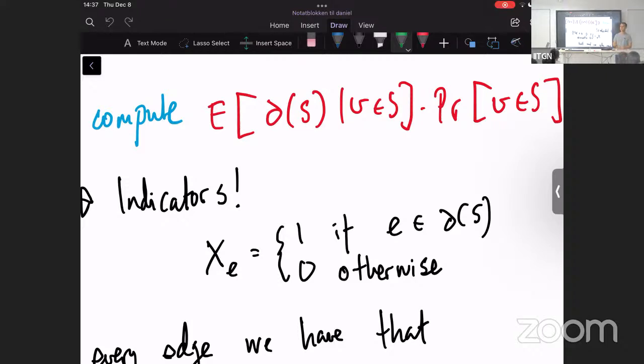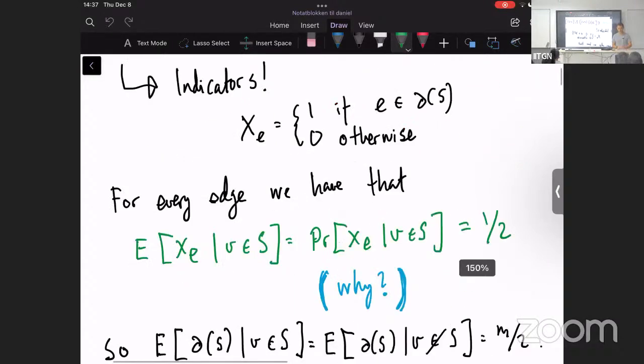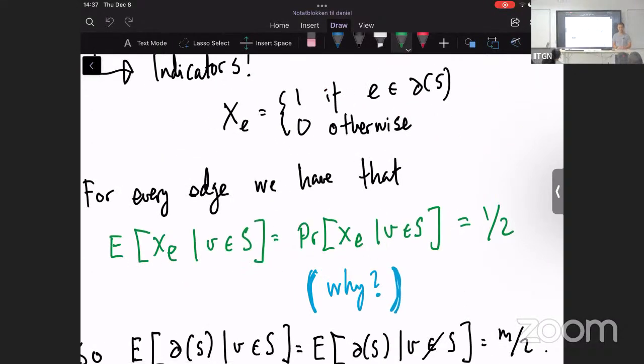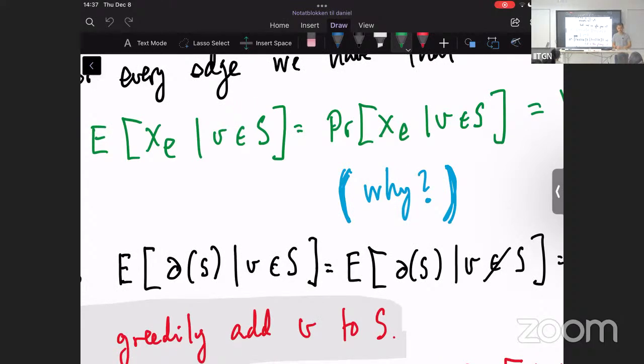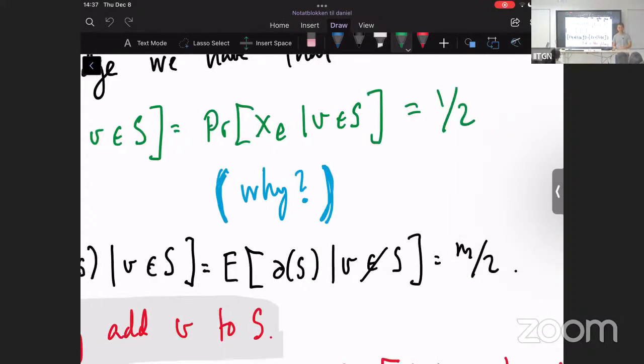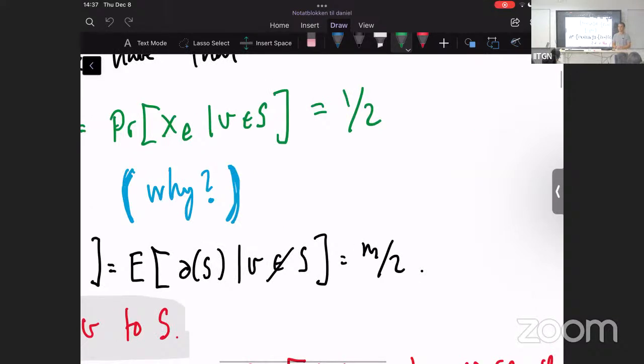It's still 1/2 because V is always in S. The other endpoint is not in S with probability 1/2, which is when the edge gets cut. So we still have that for all edges, the probability that the edge is cut, given that the vertex V is in S, is still 1/2, which then means that the expected size of the cut, given that V is in S, is equal to the expected size of the cut given that V is not in S, which is still m/2. Which means that we can just greedily put V into S and nothing's really going to change.